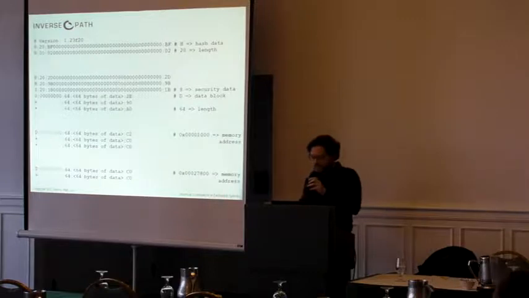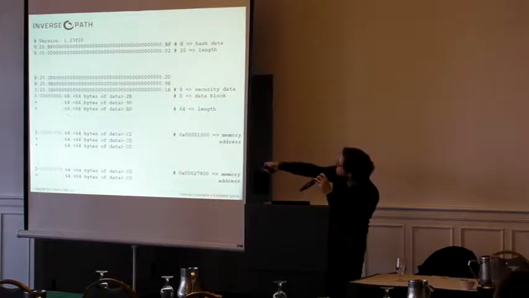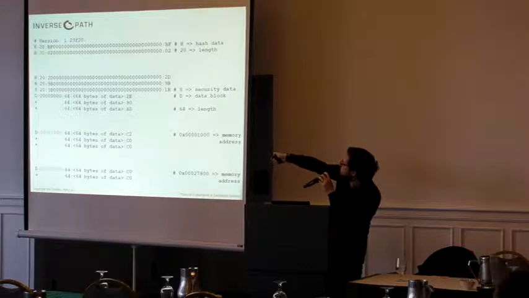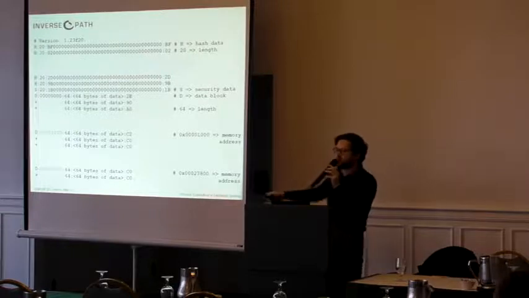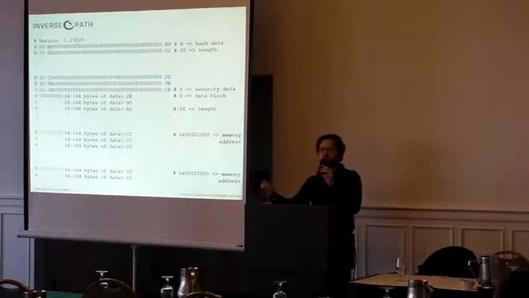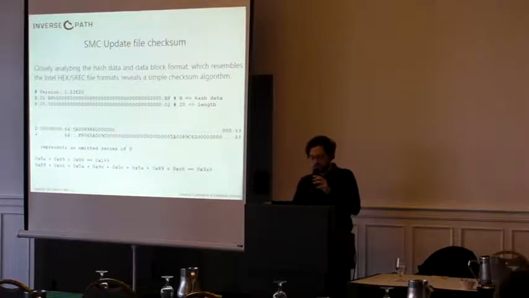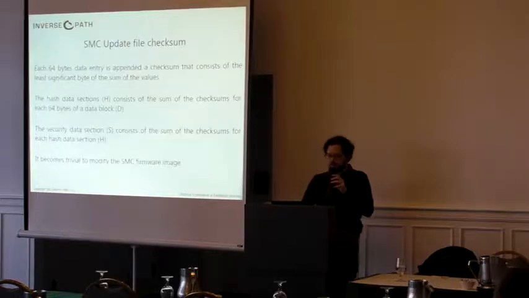And the security block is none other than the sum of all the previous check words for the hash data. And the same thing goes for the data block. Each row has its own checksum, and then at the end of the block you have the sum of the checksums. So you do a checksum for each row, and then you sum all of them. And this is how they do redundant integrity checking.